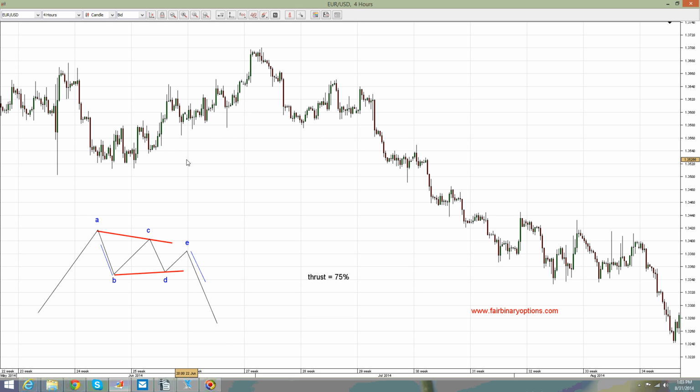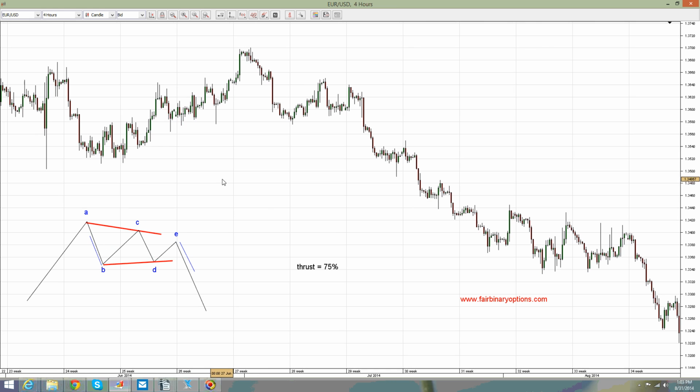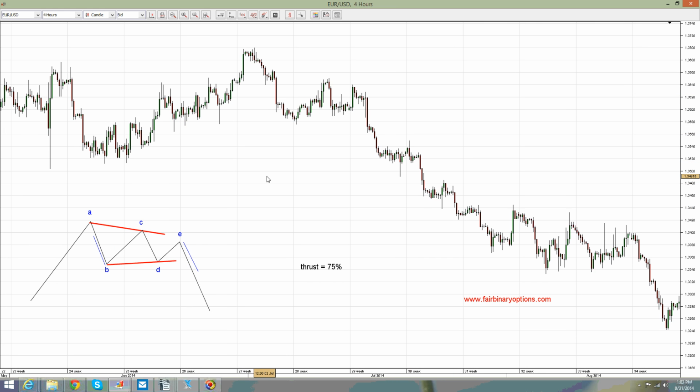Hello again. We're moving on with the second part of our Binary Options Academy project, trading the thrust of a triangle or of a contracting triangle. And I would like to move on with a clear example, and this example comes on this Euro US dollar contracting triangle that we had for quite some time before the downside came.